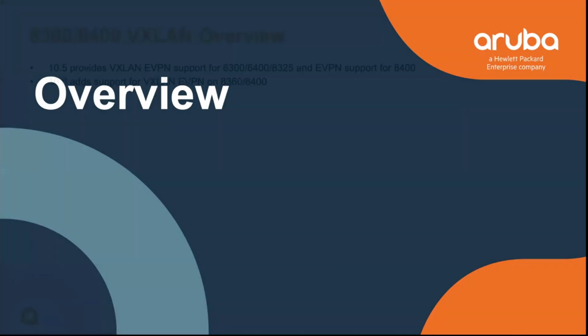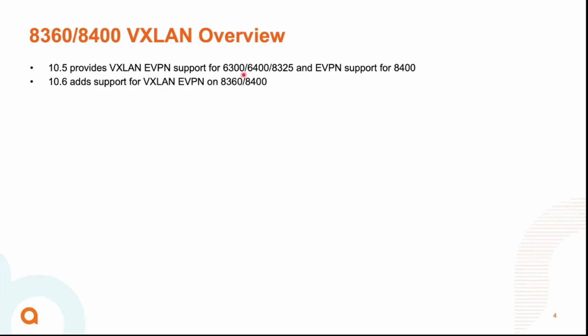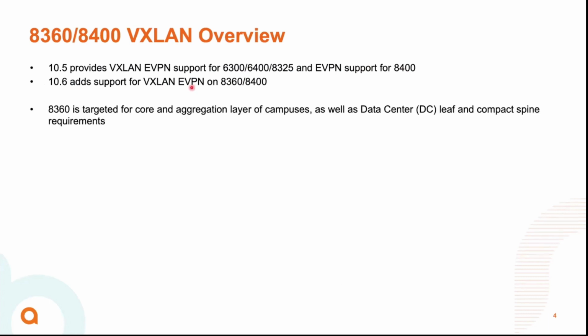So, overview. In the past, in 10.5 and before, the 6300, 6400, 8325 supported both VXLAN and EVPN, and the 8400 only supported the EVPN control plane. Right now in 10.6, both the 8360 and 8400 will support both VXLAN and EVPN data plane and control plane. The 8360 is really targeted for core and aggregation layers of campuses, as well as data center leaf and spine, and compact spine, because it's a small switch. The 8400 can be targeted for campus, data center core, or large-scale border router requirements.